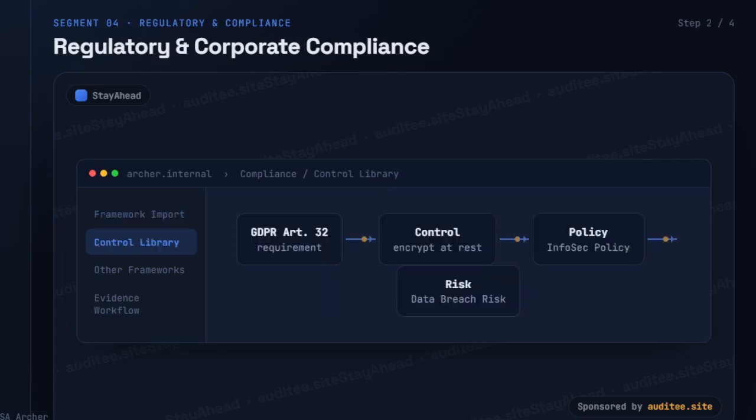We build a control library. A control is a safeguard that reduces a risk or satisfies a requirement, like encrypt all data at rest. Each control links to its regulatory requirement, internal policy, and related risk.